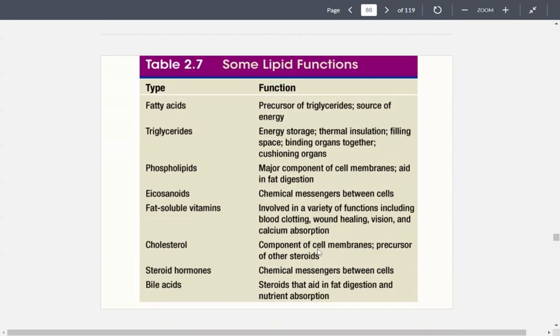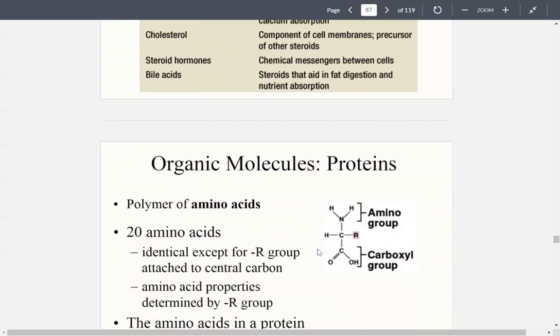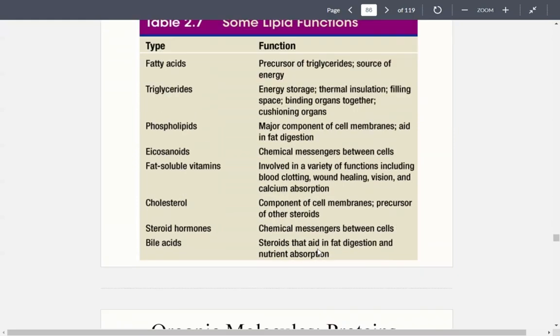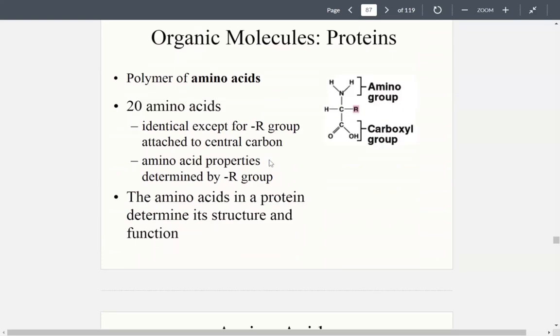The lovely little table putting all of the lipid stuff together. If you're going, whoa, we didn't talk about some of them, that is correct. Eicosanoids we don't really talk about. They're a relatively new discovery. We're still figuring out exactly how we make them, where we make them, exactly what they do. This table here says they're chemical messengers between cells. How are they chemical messengers? We're still figuring all that out. So we're really not going to mention them.